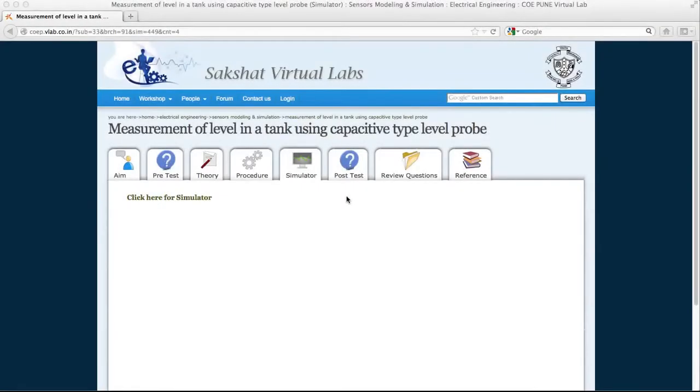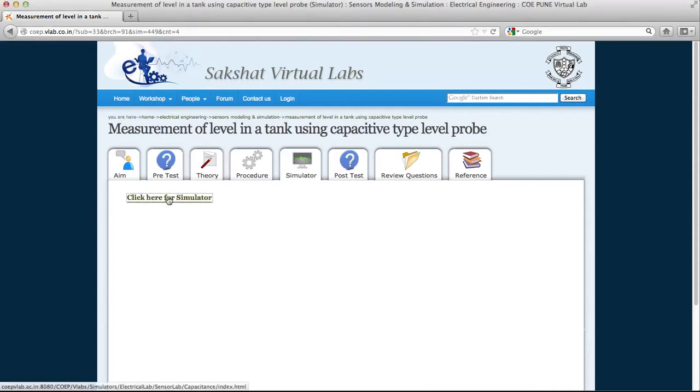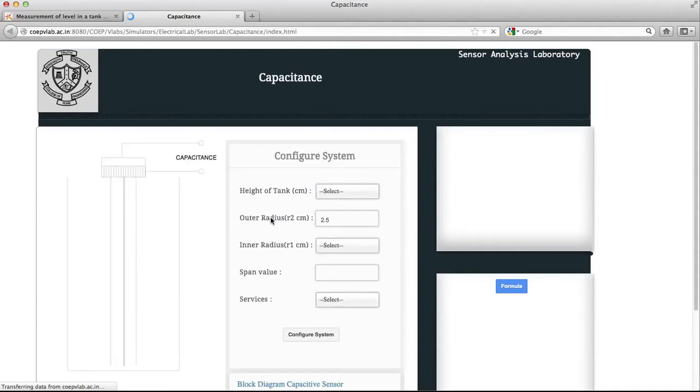This is the demonstration for measurement of level in a tank using a capacitive level probe. After reading the prerequisites, you should go to the simulator, click here for the simulator, and now the first thing you have to do is configure the system.